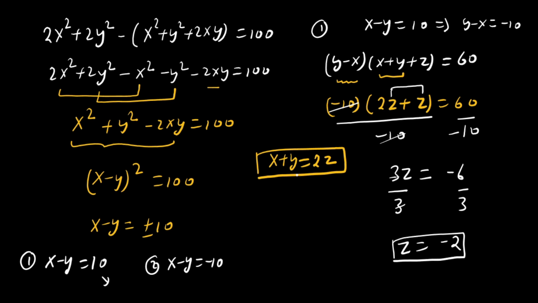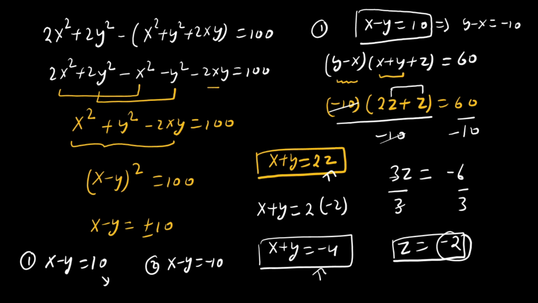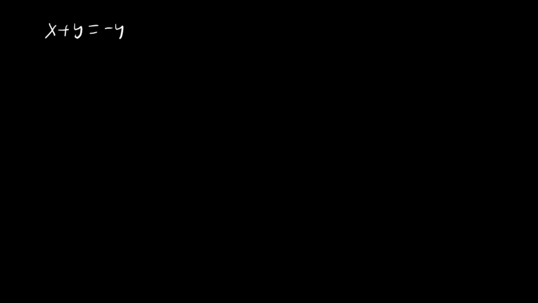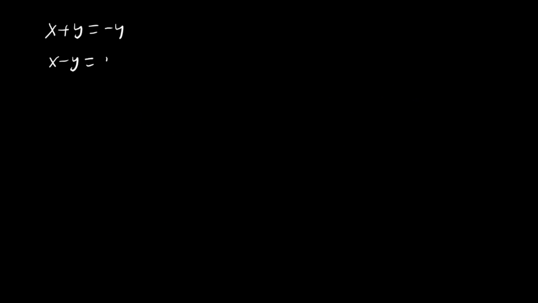Now we know that x plus y is equal to 2 z, and this z is replaced by minus 2, and then x plus y is equal to minus 4. Here x plus y is equal to minus 4, and x minus y is equal to 10.